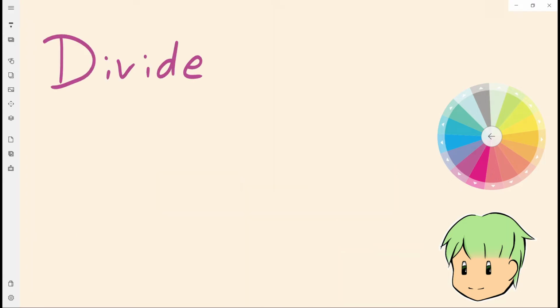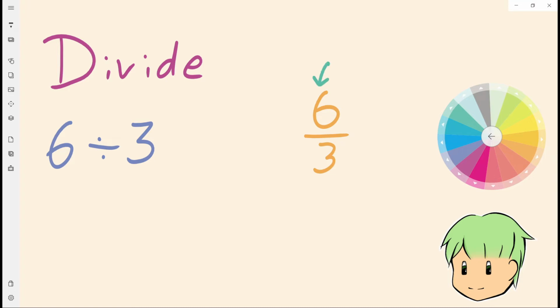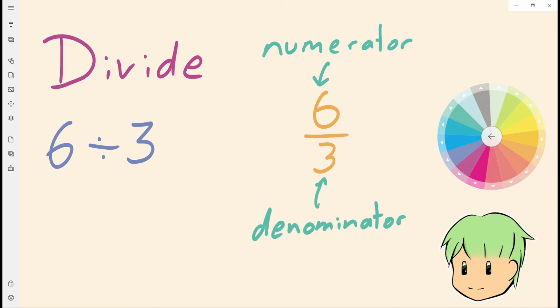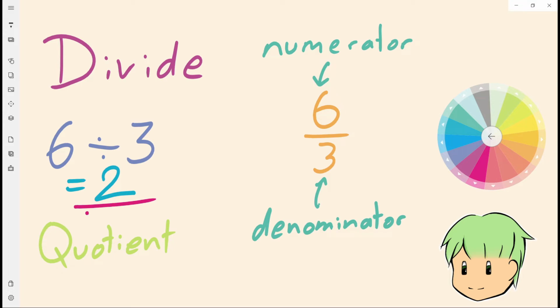When you divide, the numbers can be written in different ways too. These mean the same thing, 6 divided by 3. When separated by a division line, like in this example, the top is called the numerator, and the bottom is the denominator. Here, 6 is the numerator and 3 is the denominator. The answer is called the quotient. So 2 is the quotient because 6 divided by 3 gives me 2.